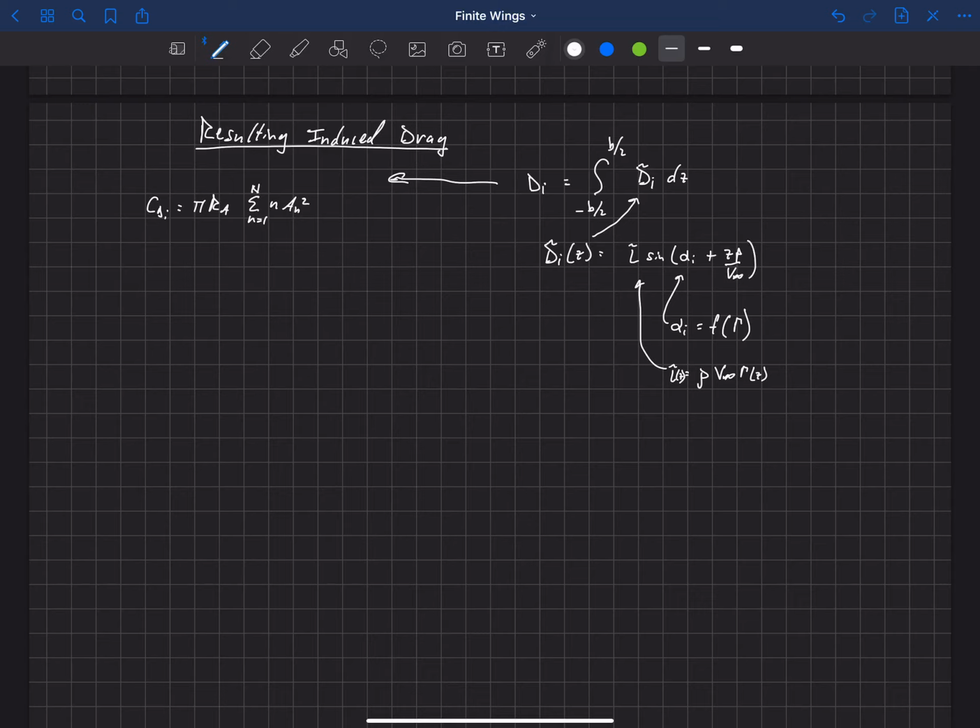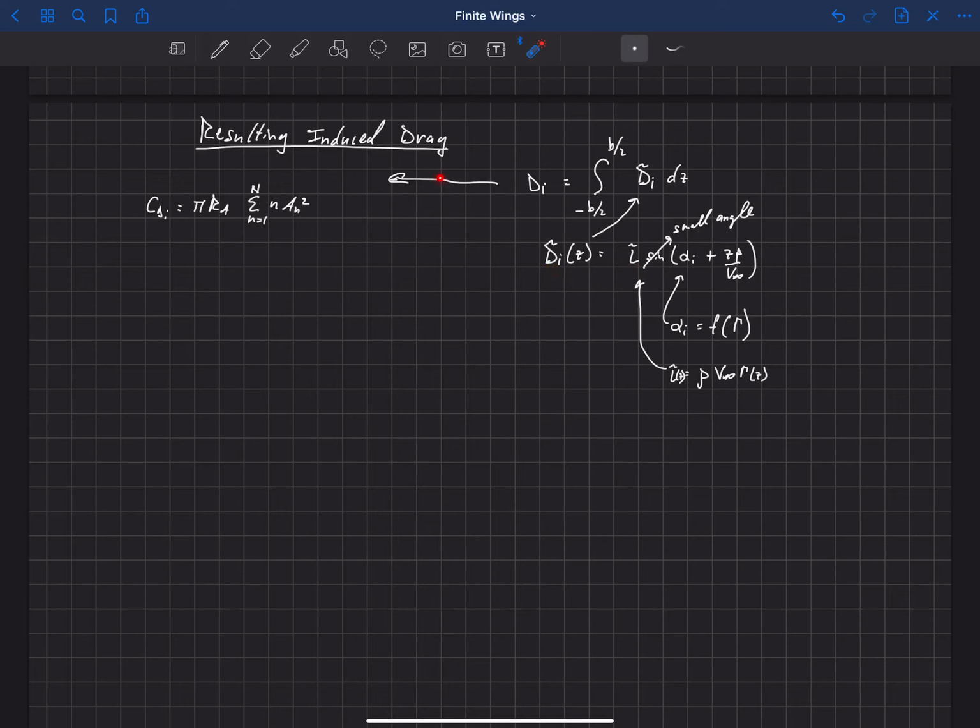So when we now plug this in, again, alpha I is a function of gamma, just like before, and lift is a function of rho v infinity gamma. And also one last thing that we do in both of these developments is we assume a small angle. So we neglect the sine and just simply use the angle here, alpha I plus zp over v infinity, multiplied by the lift to get the induced drag.